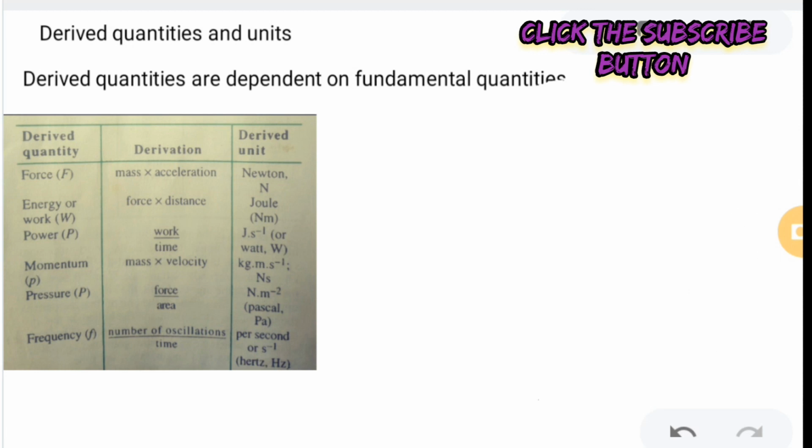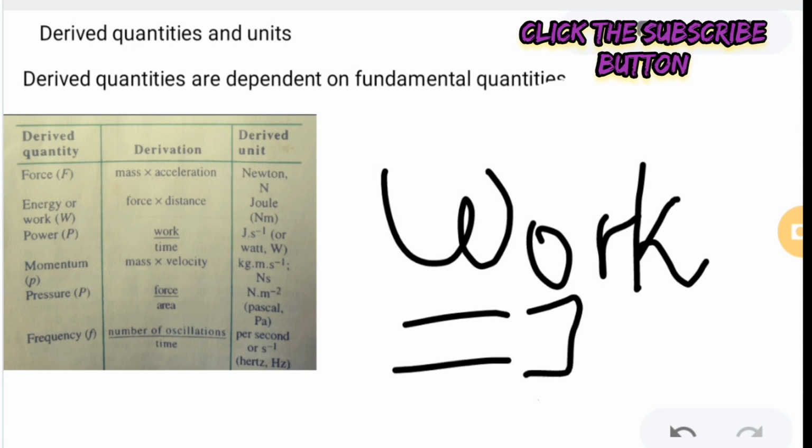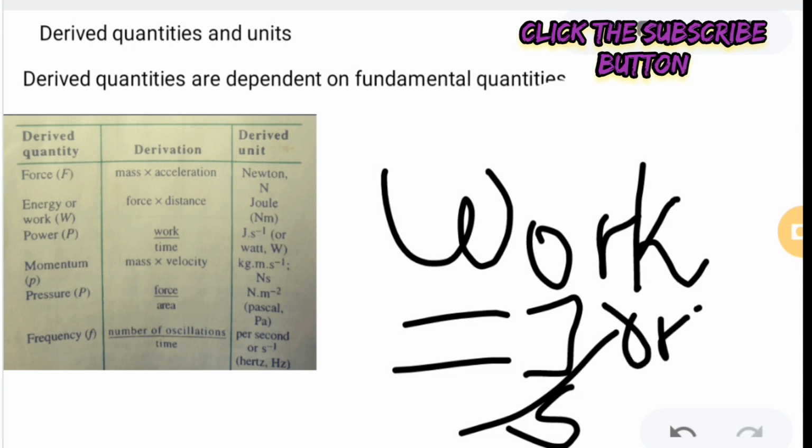Power is work over time. We know that work is measured in joules. Then over time is measured in seconds. That is J over s, or J s minus 1. That's how it's written.